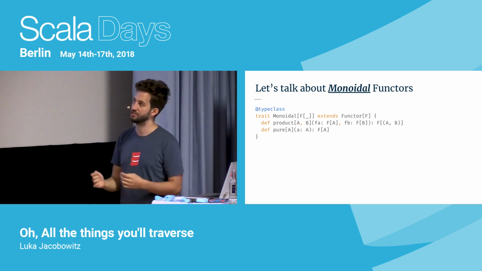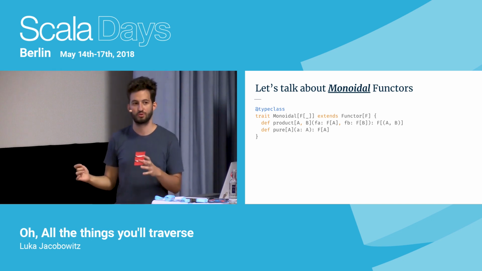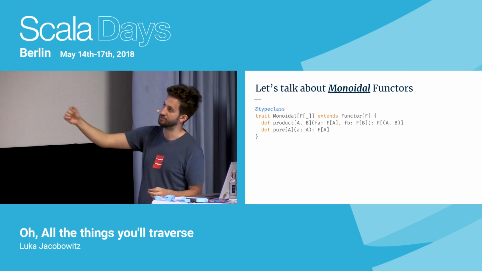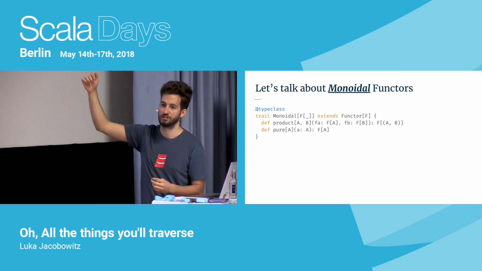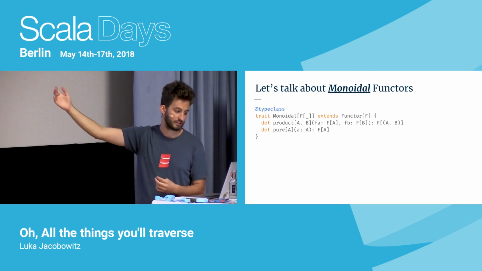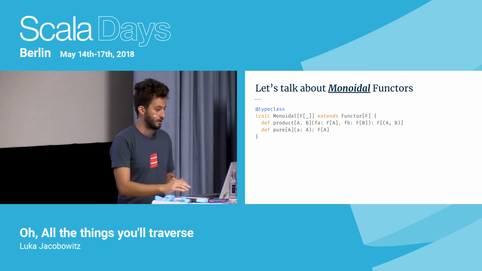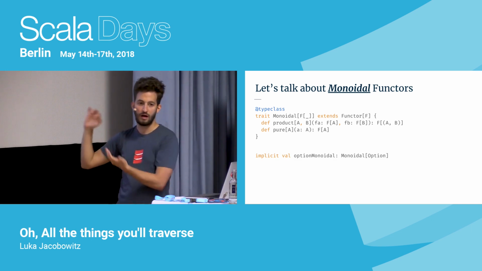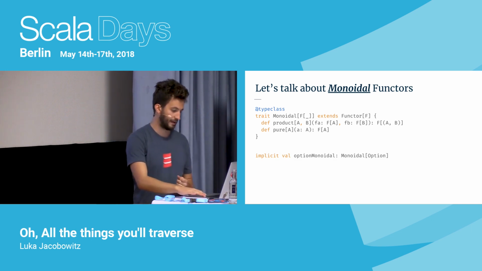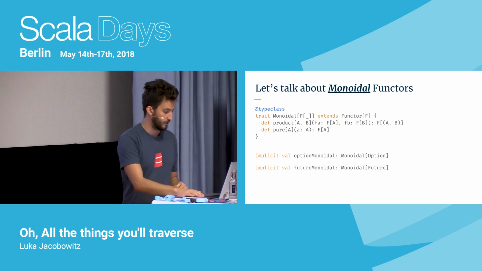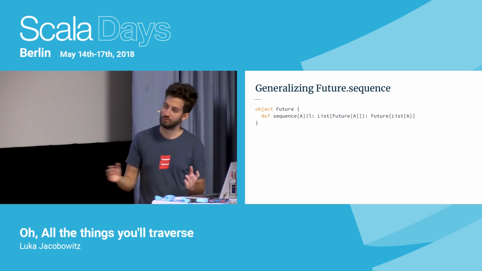And it also has this pure method, which is very similar to the monoid empty method in that it just lifts a value into this context and it doesn't actually take a value inside our f type constructor. And examples for this are like we talked about, the option monoidal. And of course, we also have something like future. And yeah. So what can we do with this?